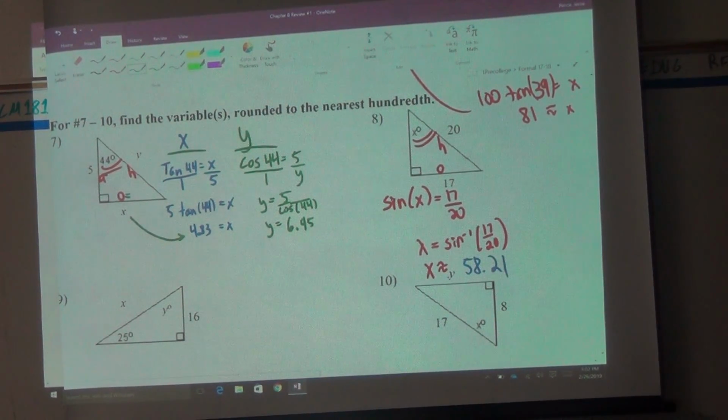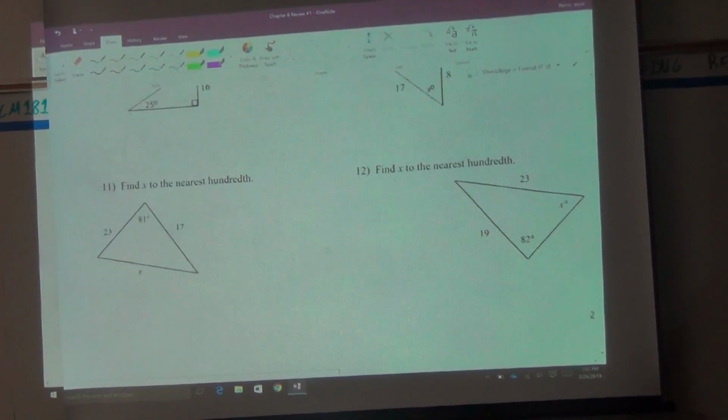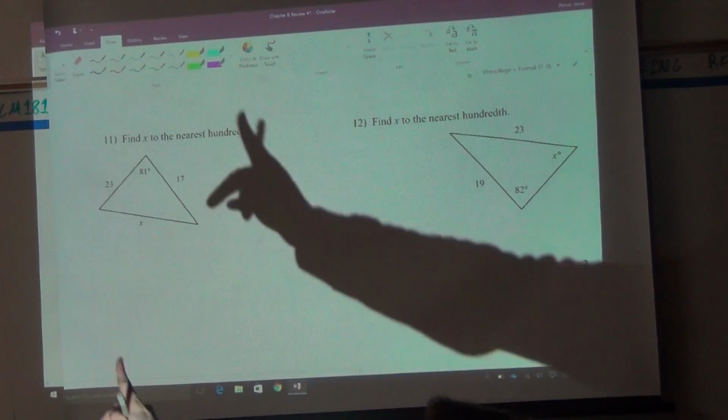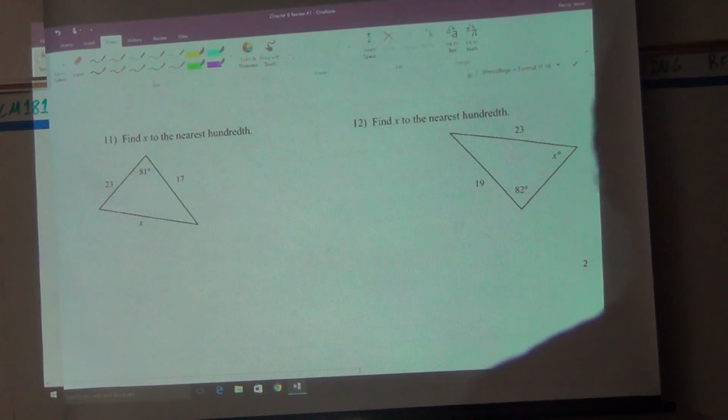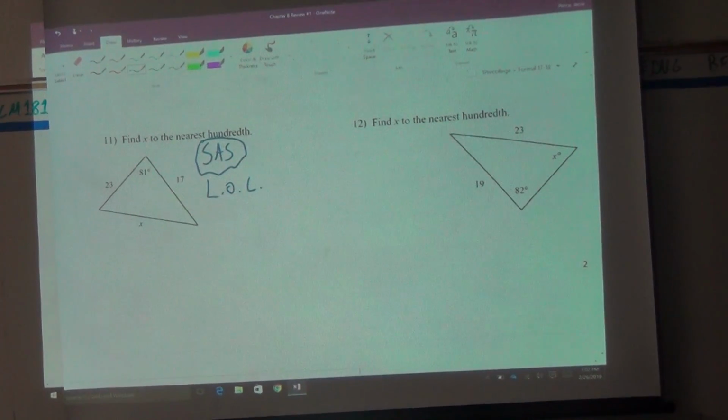And get right answers. All right, number 11 is different from number 7 and 8, as is number 12, because neither of them are right triangles. When we don't have a right triangle, we're probably going to need to use either law of sines or law of cosines, depending on what we have. In this scenario, we have a side angle side as our given. That means we want to use the law of cosines. If you're ready, feel free to tell me the setup for the law of cosines.